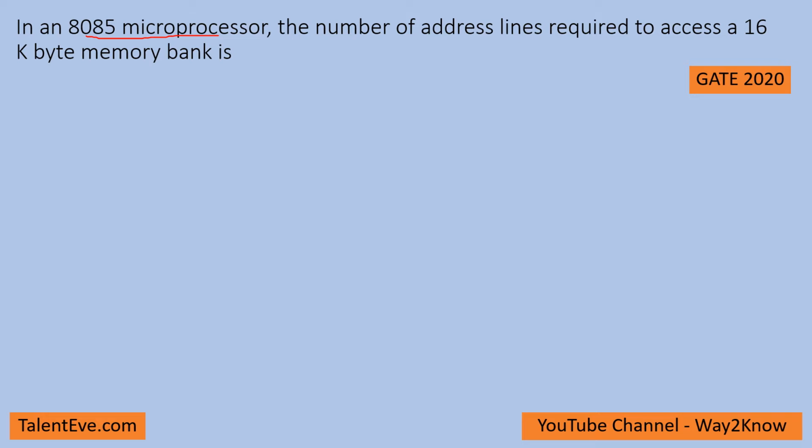what to understand here is a microprocessor is interfaced with a memory bank, and this memory bank is around 16 kilobyte memory size. So what is the number of address lines that is required? So now to solve this, we have to understand the memory organization.